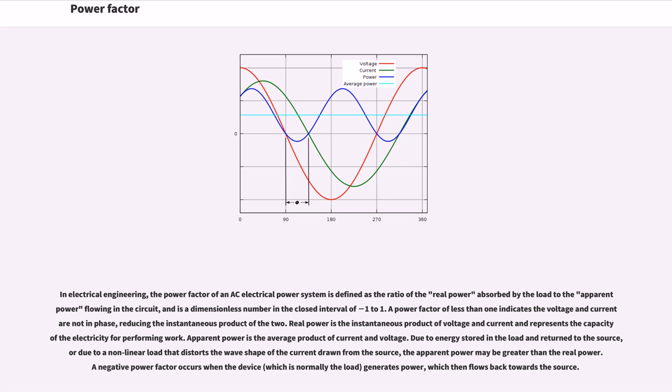of the two. Real power is the instantaneous product of voltage and current and represents the capacity of the electricity for performing work. Apparent power is the average product of current and voltage. Due to energy stored in the load and returned to the source, or due to a nonlinear load that distorts the wave shape of the current drawn from the source, the apparent power may be greater than the real power. A negative power factor occurs when the device generates power, which then flows back towards the source.